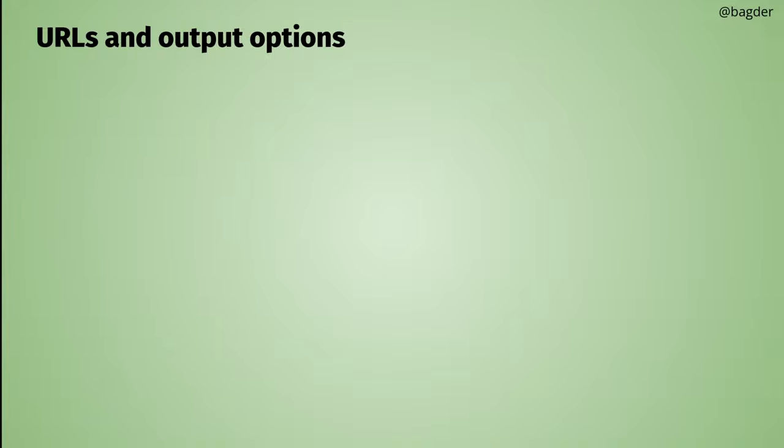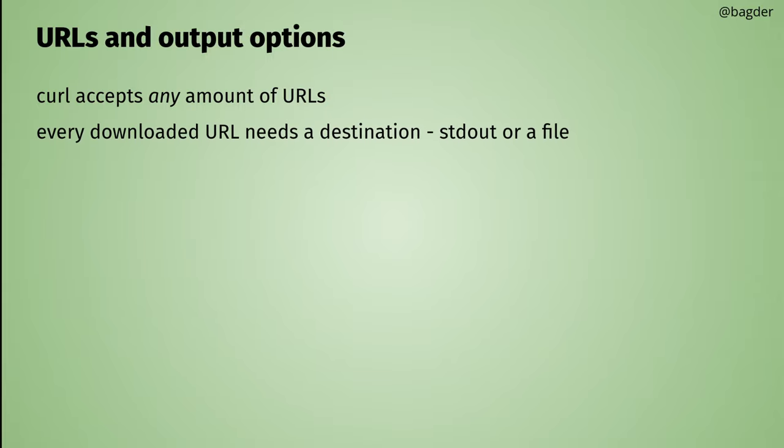Anyway, so you provide options and URLs to curl, right? Curl takes a number of options and a number of URLs. Any amount of URLs. Yes, it really means there's no limit to the number of URLs you can provide to curl. It might be a bit impractical at some point, but it's not up to curl to set that limit, so you can provide however many you manage to. That also means that when you provide a lot of them, or just two of them, every one of those provided URLs on the command line needs a place to put the output, right? If you want to get one URL and then another URL, they need to end up somewhere.